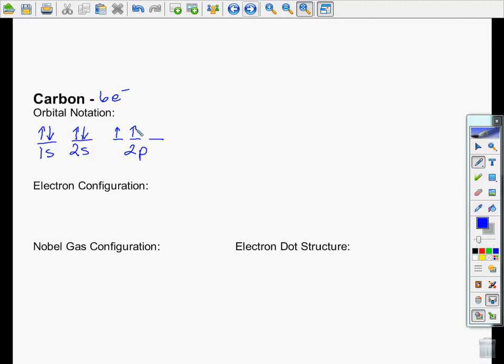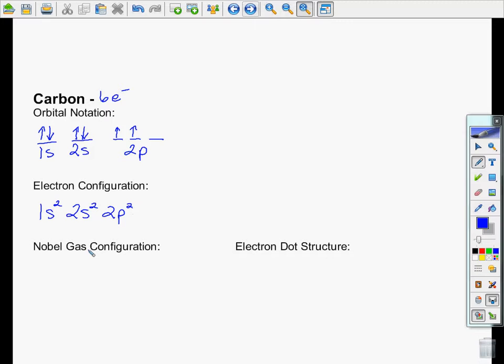Now we're going to simplify it a little bit and write out an electron configuration. This is going to take what we just did and make it a little bit simpler. Instead of drawing the arrows, we're going to use a superscript to show how many electrons there are. So in the 1s orbital, there are two electrons. In the 2s orbital, there are two electrons. And in the 2p orbital, there are two electrons.